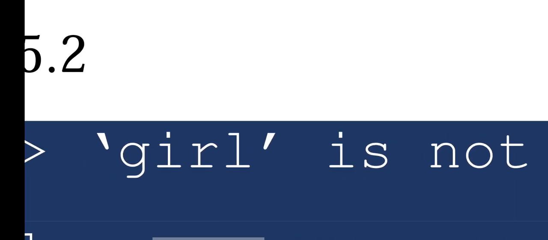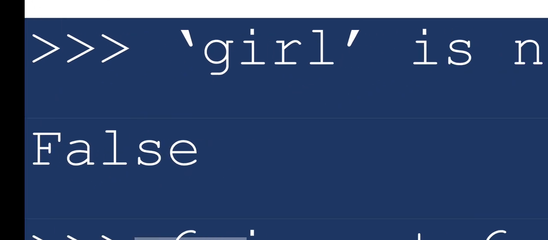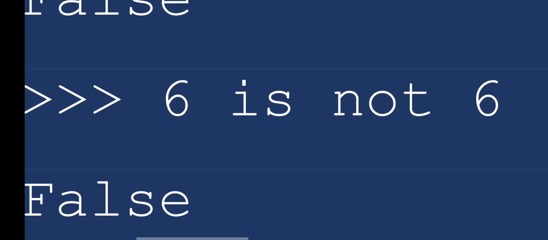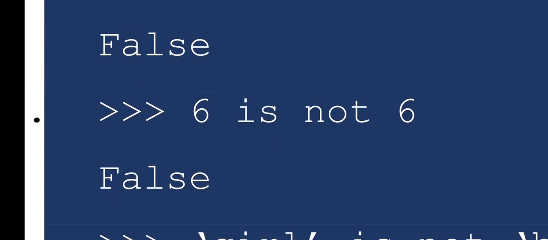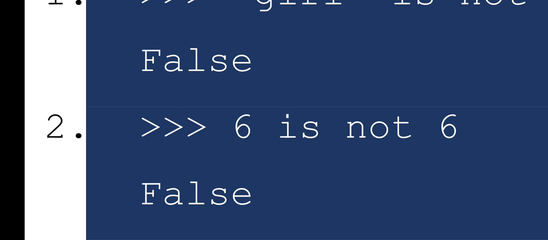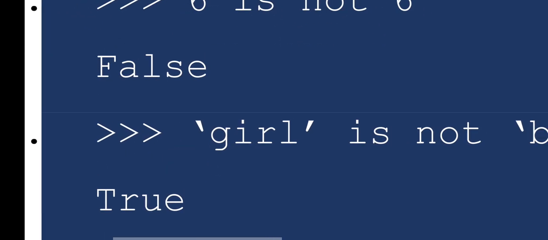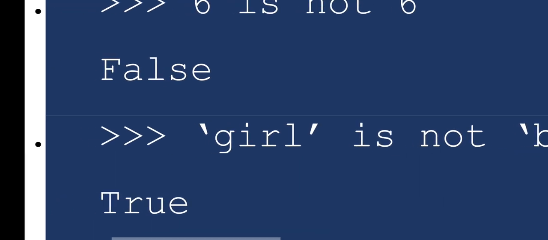So reading it again, "GEL" is not "GEL", and the output is False because "GEL" is "GEL". Okay, so the logic is a bit difficult. 6 is not 6, the output is False, yes. And "girl" is not "boy", the output is True because "girl" and "boy" are located in different memory locations.